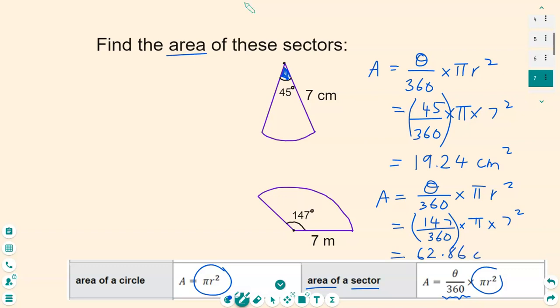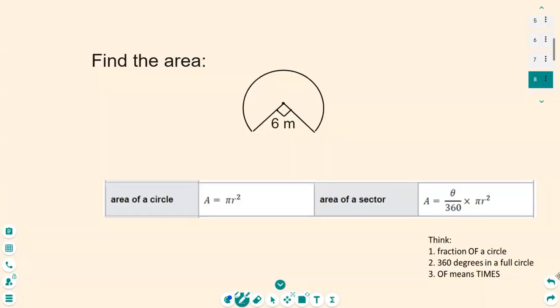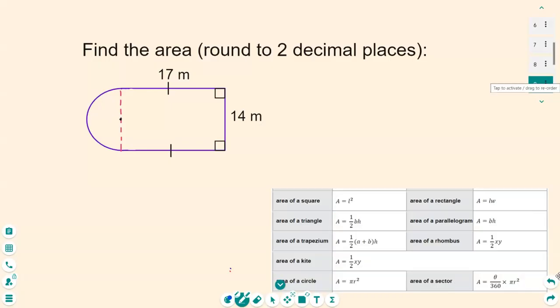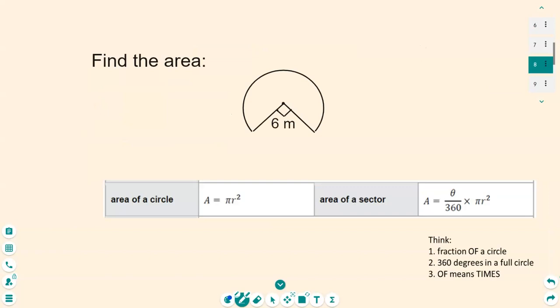62.86 if we're doing it to 2 decimal places, and actually it is meters. So we should get out meters squared if it's area. I just wanted to check out this one. Now, in order to use this formula, this is the inside angle. So this is actually theta.